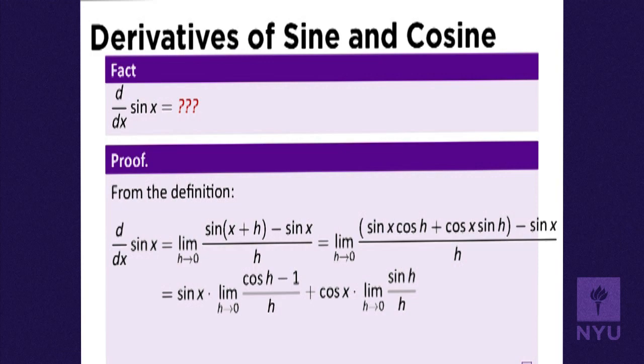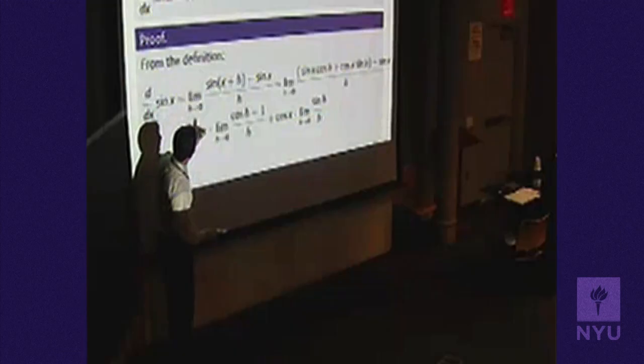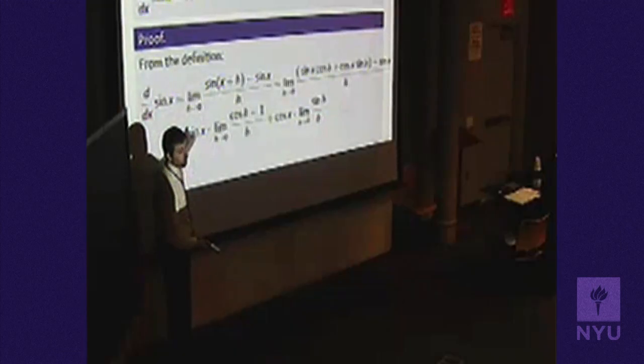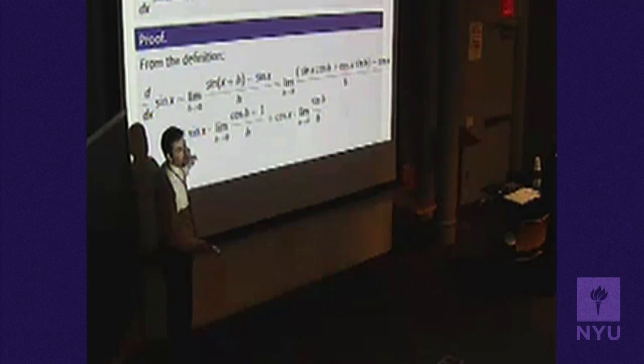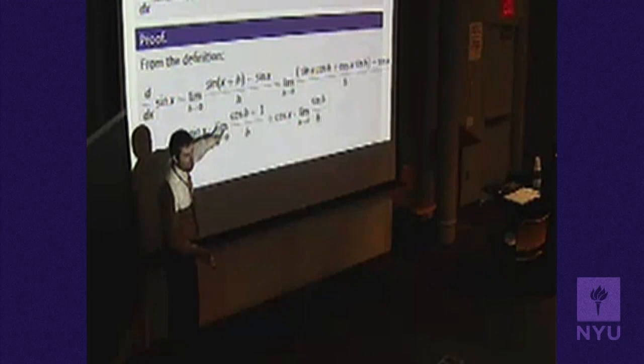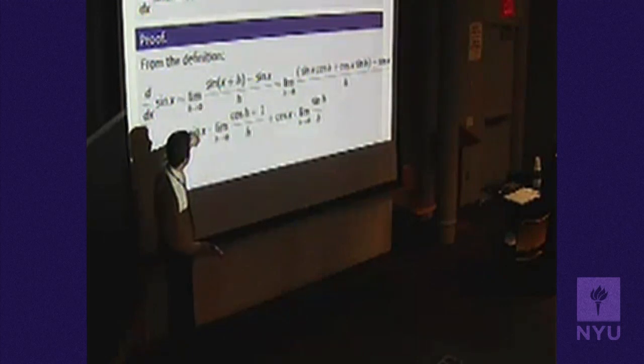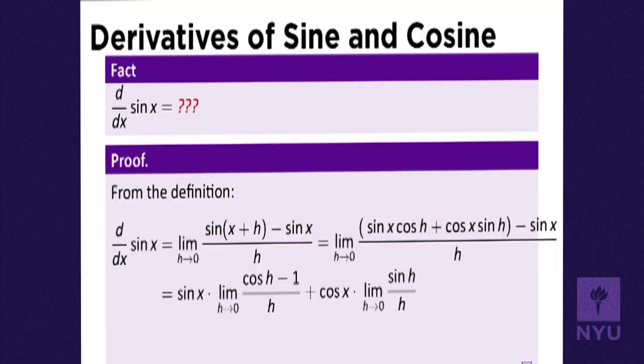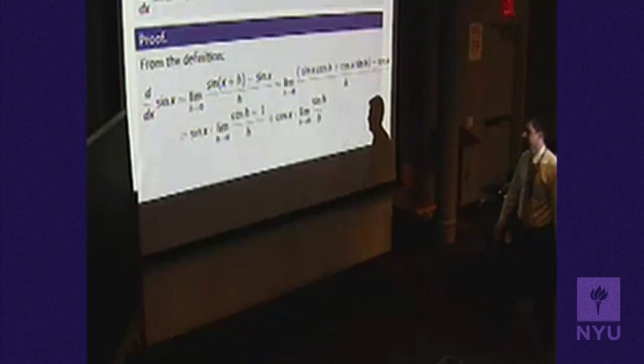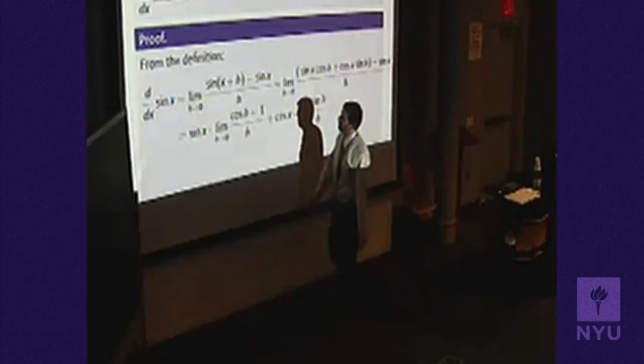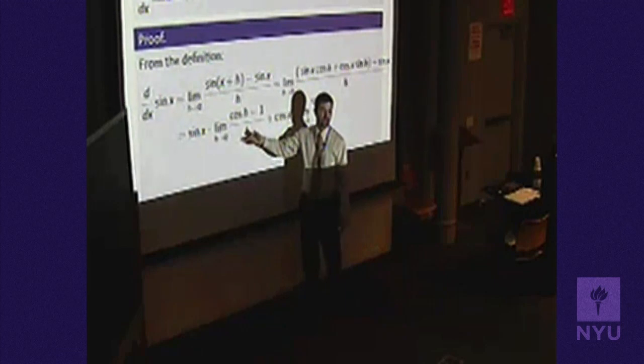Now, when I look at those two things, I realize that the limit as h goes to 0 does not depend on the sine of x. This is sine of x, and this is h going to 0. x and h are independent things. So this is basically a constant as far as h is concerned. Likewise, cosine is a constant as far as h is concerned. So I can pull those out of the limits. And what I have is the limit as h goes to 0, cosine h minus 1 over h.